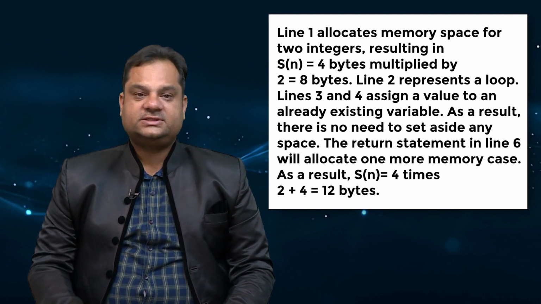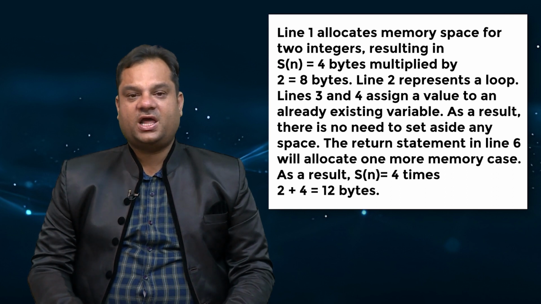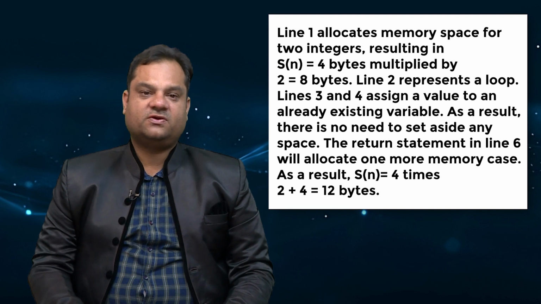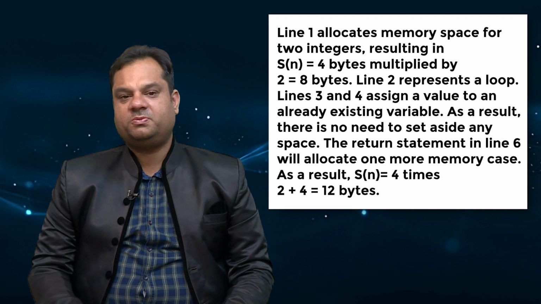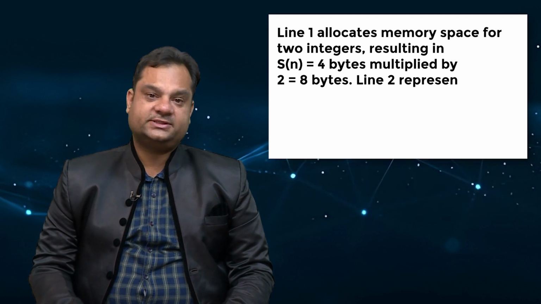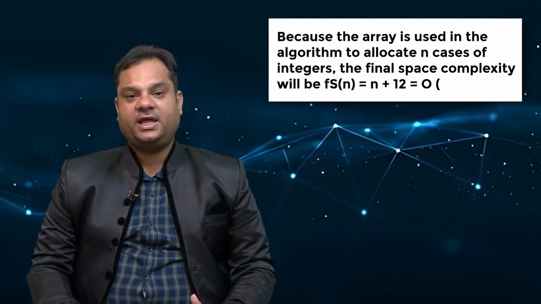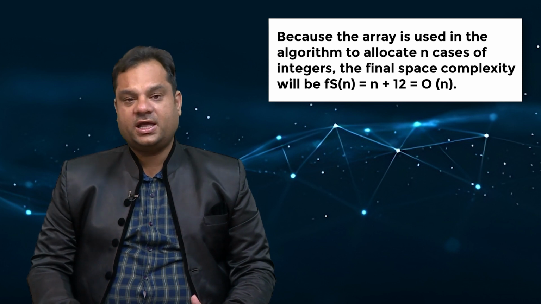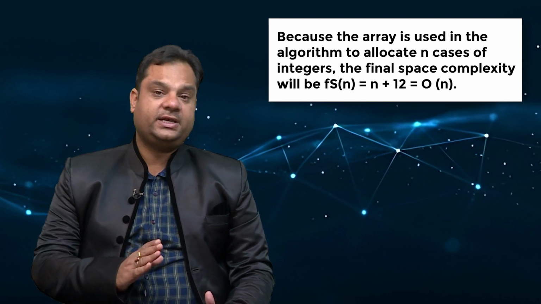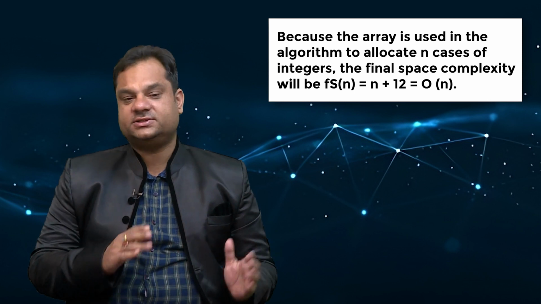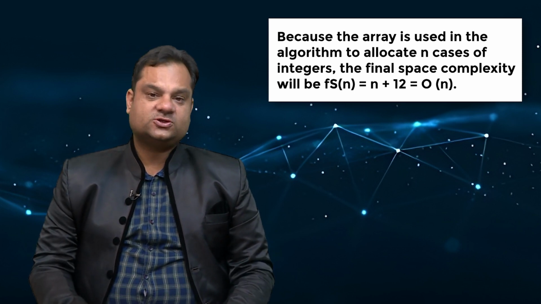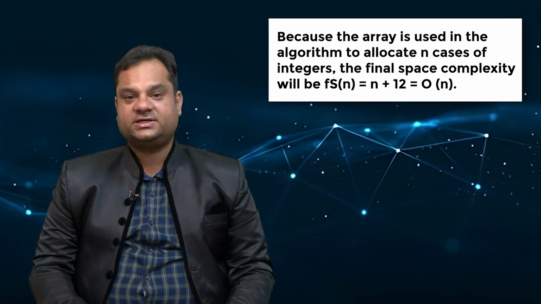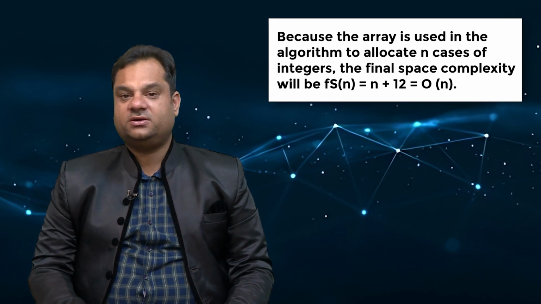The return statement in line 6 will allocate one more memory case. As a result, S of n equals 4 times (2 plus 4), which means 12 bytes. Because the array is used in the algorithm to allocate n cases of the integer, the final space complexity will be f of n equals n plus 12, that is equal to O of n.